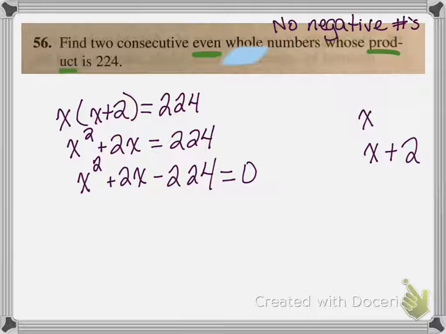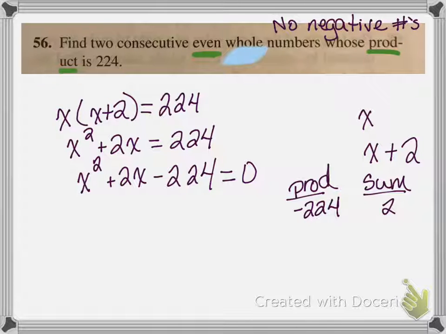Okay, my product is a negative number. It's negative 224. My sum is positive 2. That means that I am looking for two numbers that are opposite in sign, and the reason for that is because I have a negative product. So I need one positive number and one negative number.